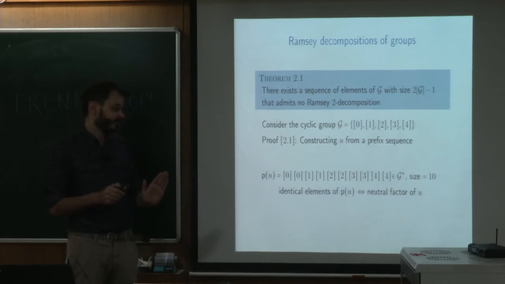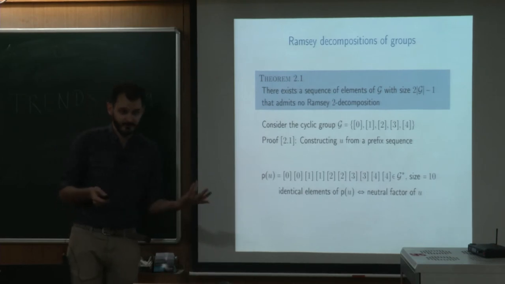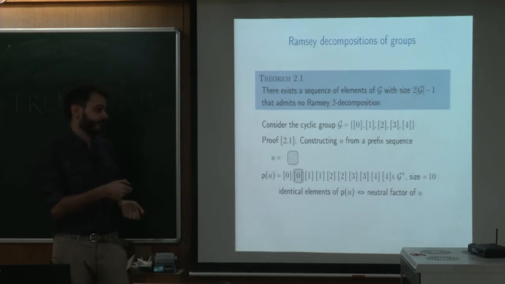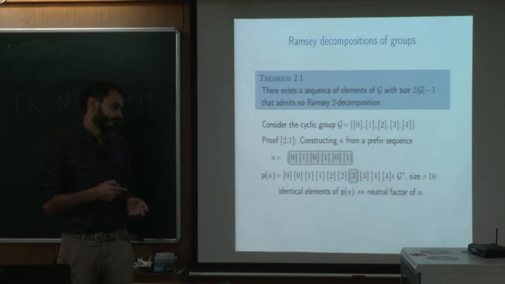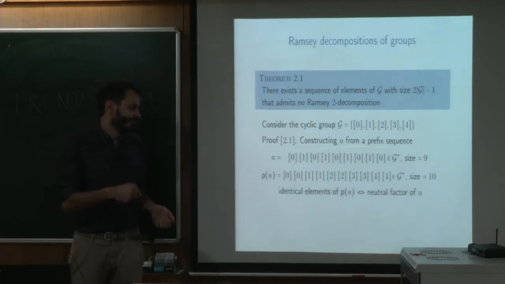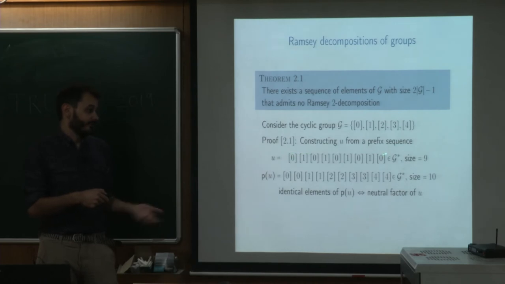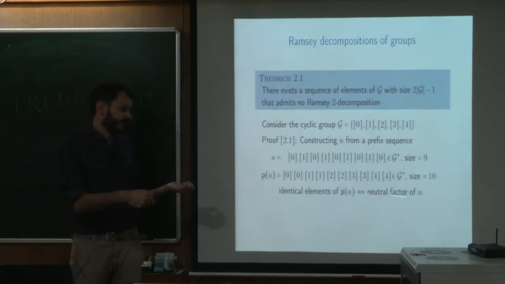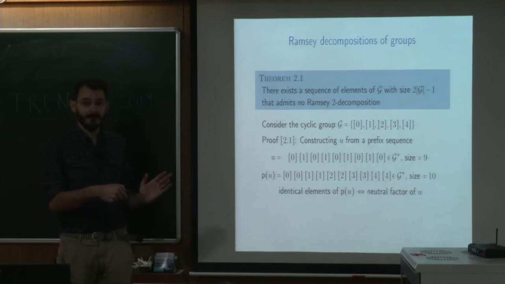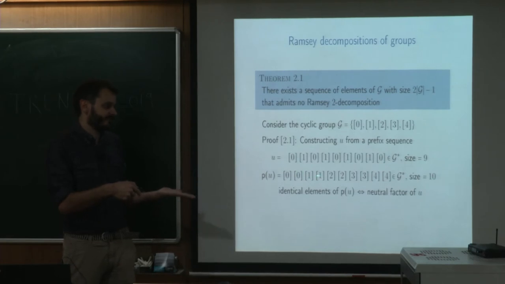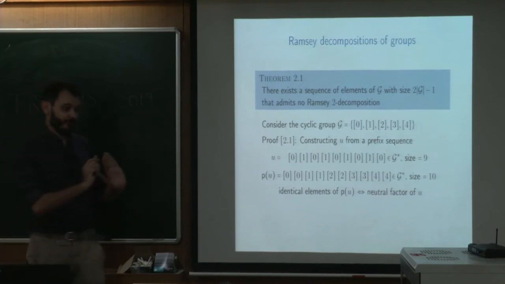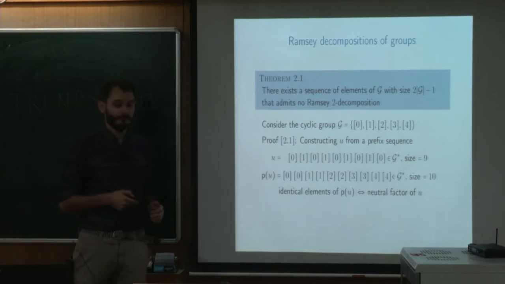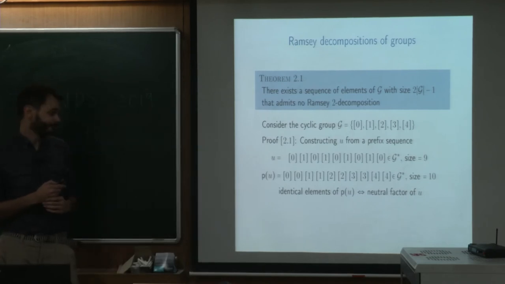The important thing is that no element appears 3 times, so that if afterwards we compute the word that corresponds to this prefix sequence, since we have an equivalence, we know that we will never have 2 consecutive neutral factors of U, because this would correspond to 3 times the same element here, and we don't have that. Okay? Once again, this works exactly the same for any group. So this concludes the proof of this theorem.